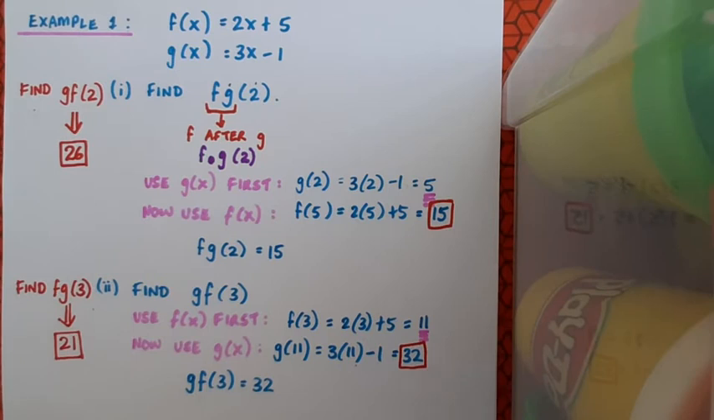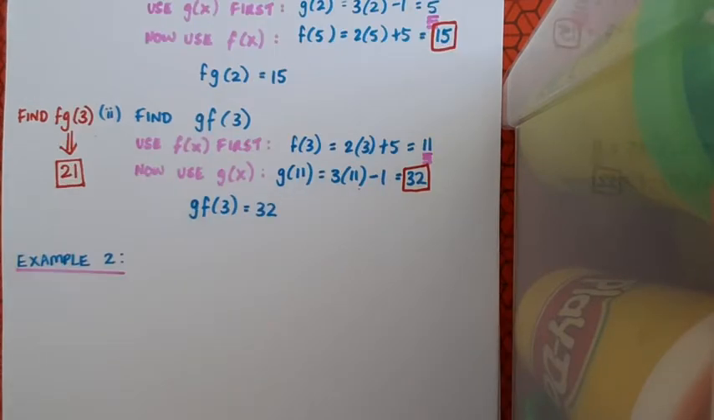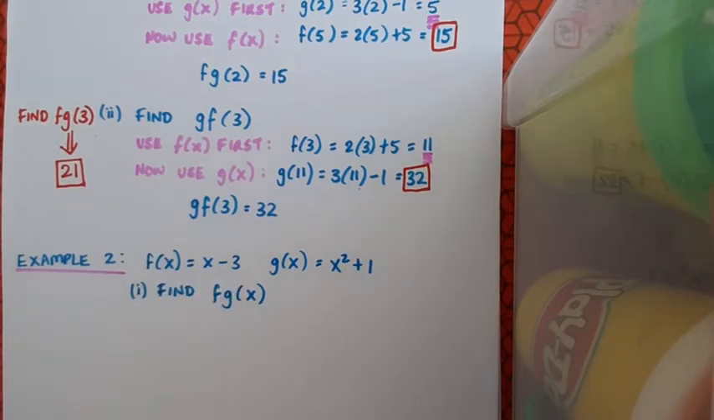Example 1 dealt with filling values in and working out a number answer for a composite function. In example 2, we're going to see what happens when we have x's or other letters as our inputs. In this example, f of x is x minus 3 and g of x is x squared plus 1. We want to find f after g of x. Notice we're not given a value, just x.